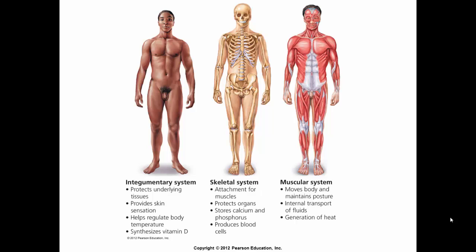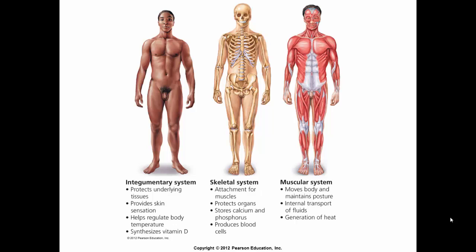It protects underlying tissues, provides for skin sensation, allowing us to touch, with pain receptors located there. It helps to regulate body temperature, as just discussed, as well as being responsible for synthesizing vitamin D we obtain from the sunlight. The skeleton system provides for the attachment of muscles. It serves as a protection of internal organs, stores calcium and phosphorus, and produces blood cells in the red bone marrow.